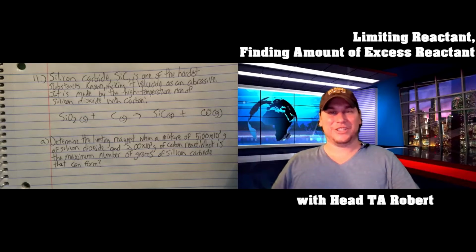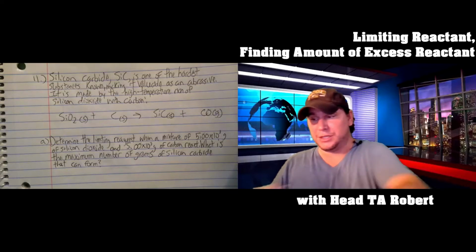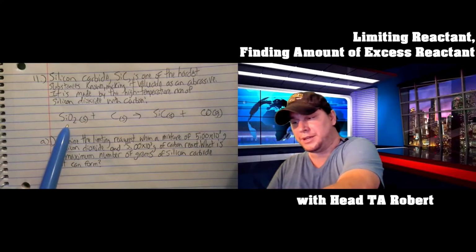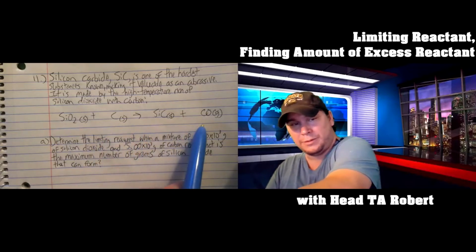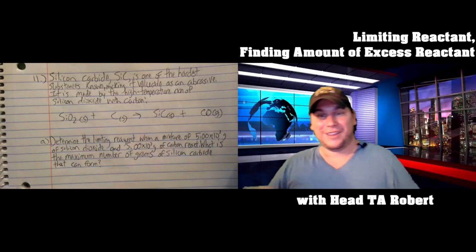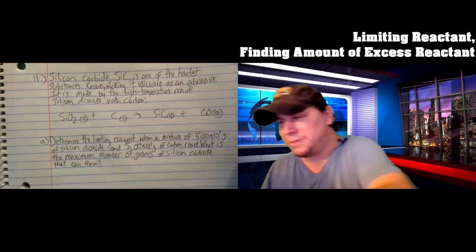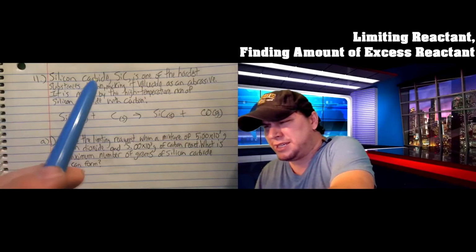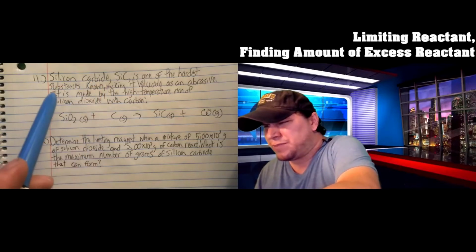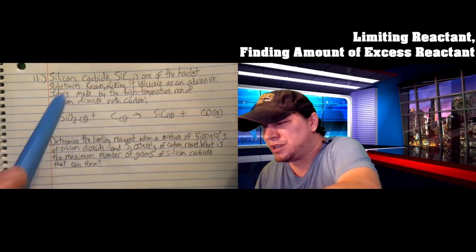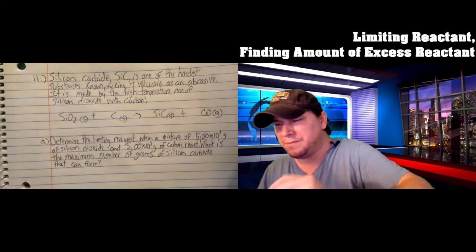All right, let's take a second to look at limiting reactant. Now, this is problem number 11 from our last discussion worksheet. Here we're considering, as you can see, the reaction between silicon dioxide and carbon, and that forms silicon carbide and carbon monoxide. All right, and let's read the prompt. Silicon carbide, SiC, is one of the hardest substances known, making it valuable as an abrasive. It's made by the high temperature reaction of silicon dioxide with carbon.